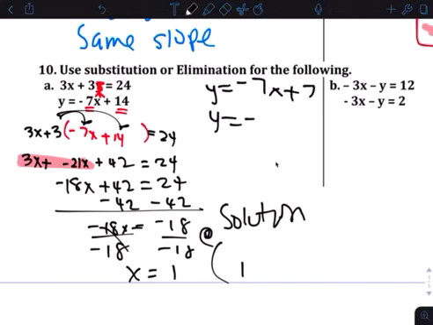Y equals negative 7 times 1, which is negative 7, plus the 14. Oh, this is plus 14, not 7. Negative 7 plus 14 is 7. Y is 7.